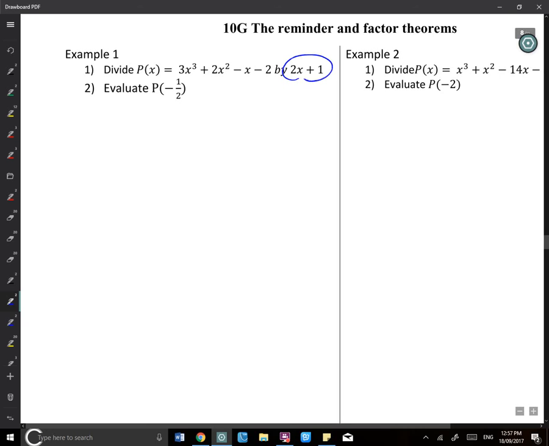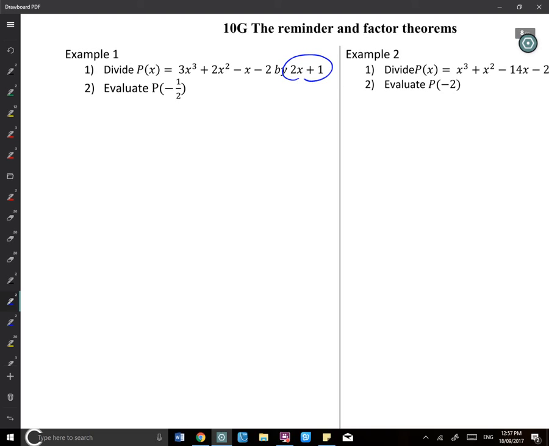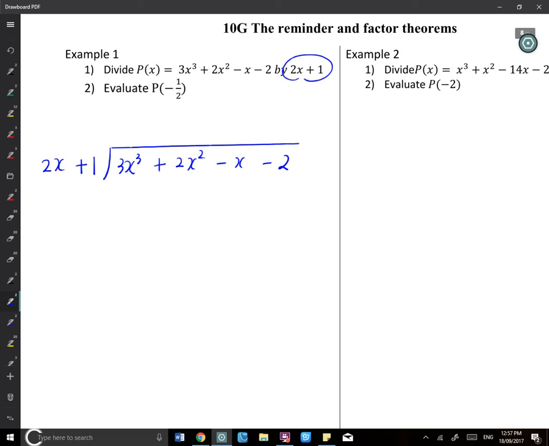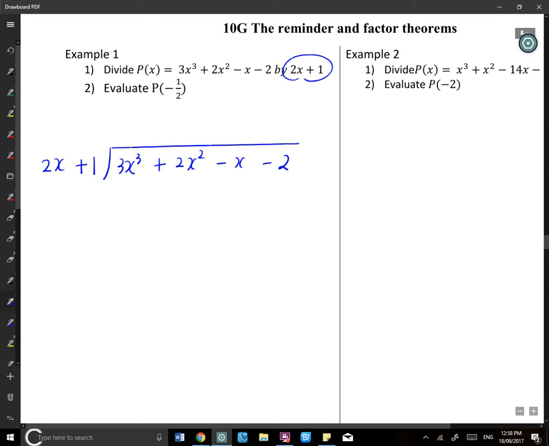Because this one is not really suitable for the box method, since it's not x plus a or x minus a, it's 2x plus 1, which is not that good for the box method, I will use long division for this one. But I give you a warning, this one is very hard to calculate. The numbers are not very nice, so we need to be quite careful. Before, everything we did was divide by x plus a or x minus a, so we haven't really dealt with 2x plus 1. Let's have a think.